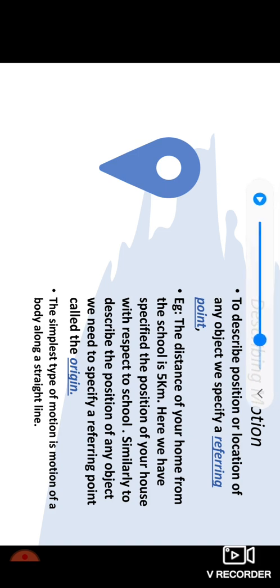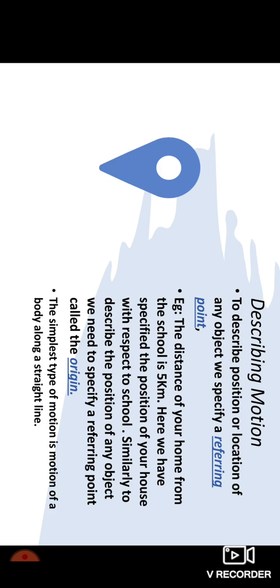So to understand this, let us consider the example. The distance of your home from the school is 5 kilometers. Here we have specified the position of your house with respect to the school. Similarly, to describe the position of any object, we specify a referring point and it is also called the origin. Origin or the referring point we use in order to describe the position of any object.